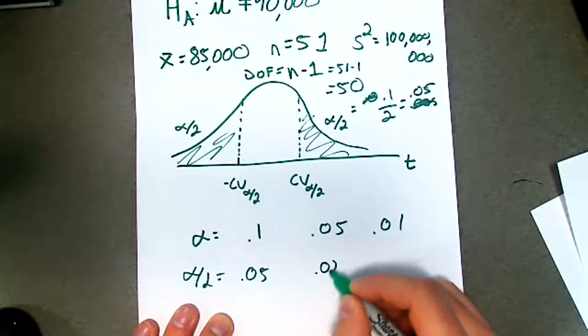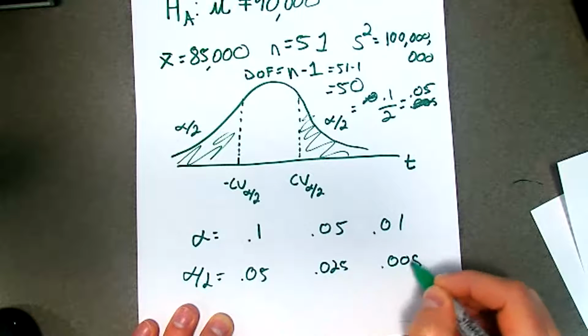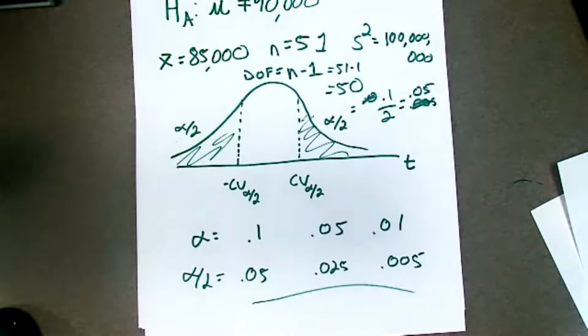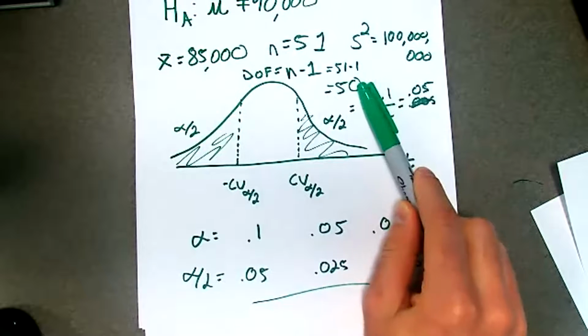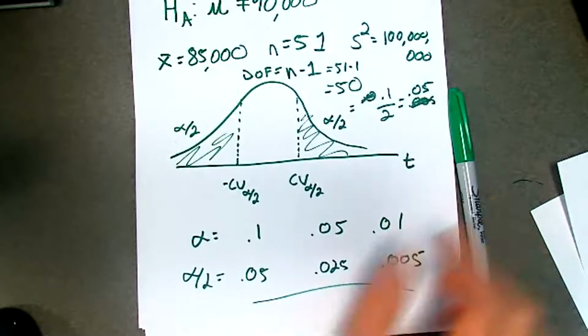I've got 0.05, 0.025, and 0.005. So those are the columns I looked at on the student T table at my degrees of freedom of 50, okay?